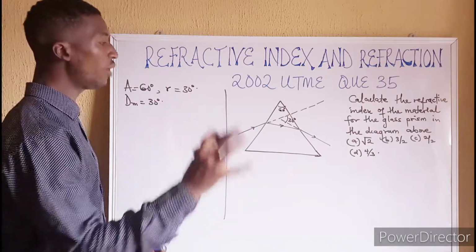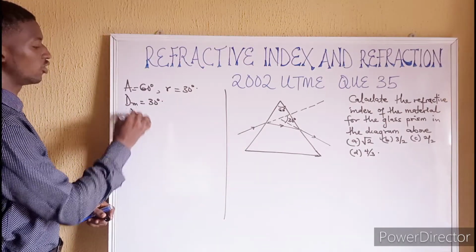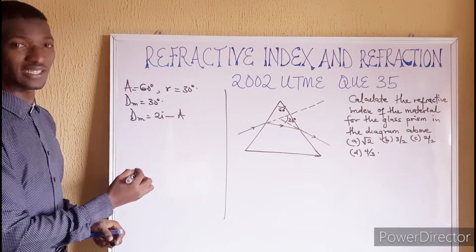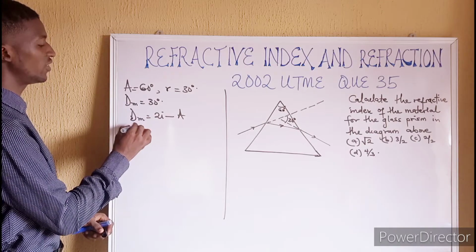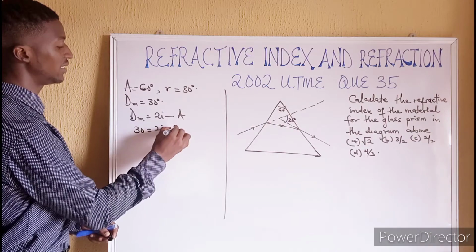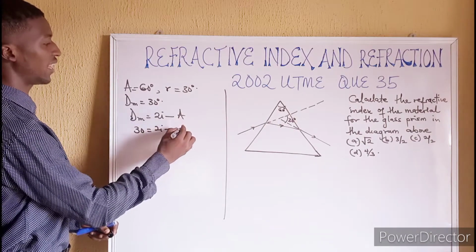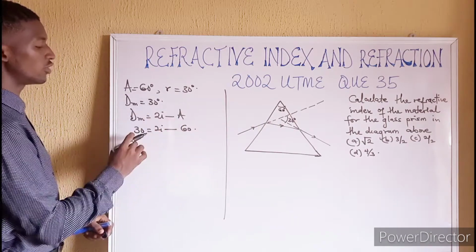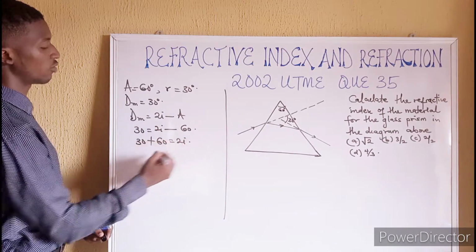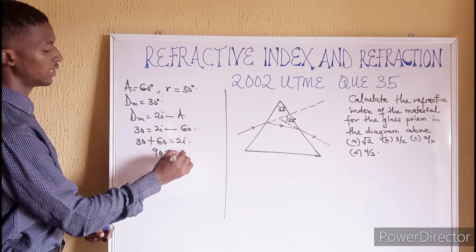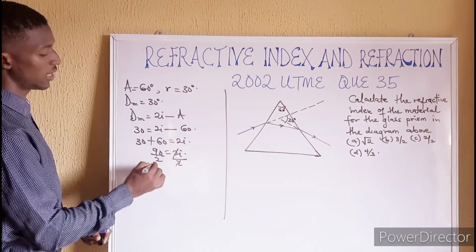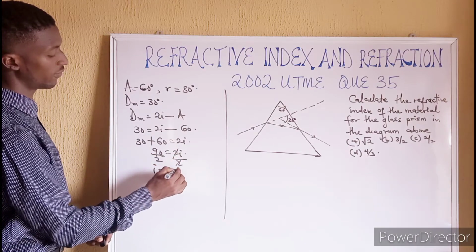And I told you that there is a formula we use to determine the minimum deviation, that your minimum deviation is equal to twice your angle of incident minus your refracting angle. So if my minimum deviation is said to be 30 degree, we have that it equals twice the angle of incident minus the refracting angle, which is said to be 60. When we bring it to the other side, we have 30 plus 60, and that is equal to twice the angle of incident. That is 90 degree, which is equal to twice the angle of incident. Divide by 2, divide by 2. This will cancel this. Our angle of incident is equal to 45 degree.